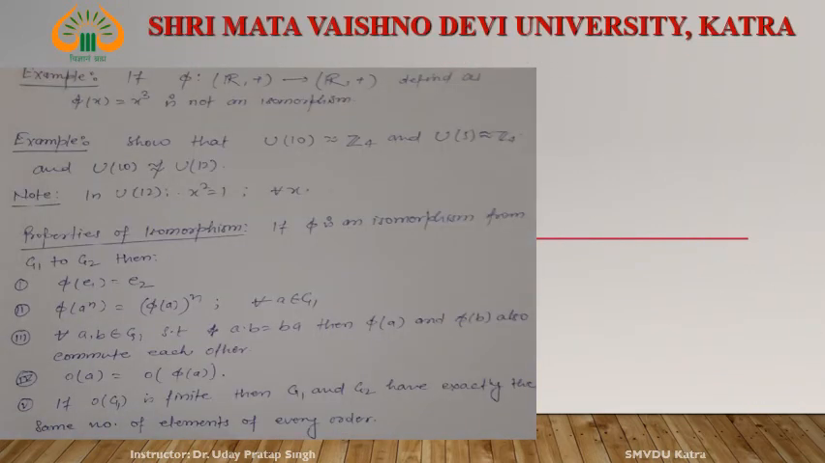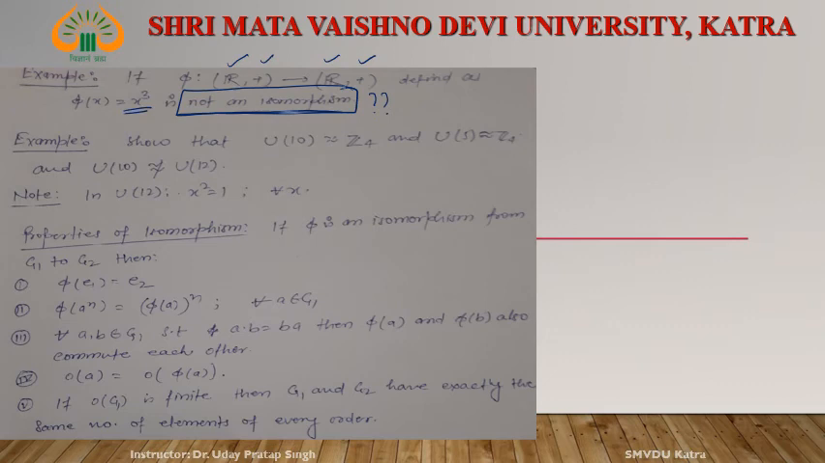See another example. Phi from the set of real numbers with respect to addition to the set of real numbers with respect to addition, and phi of x is equal to x cube, is not an isomorphism. You have to prove why it is not an isomorphism, right? It is homework for you.